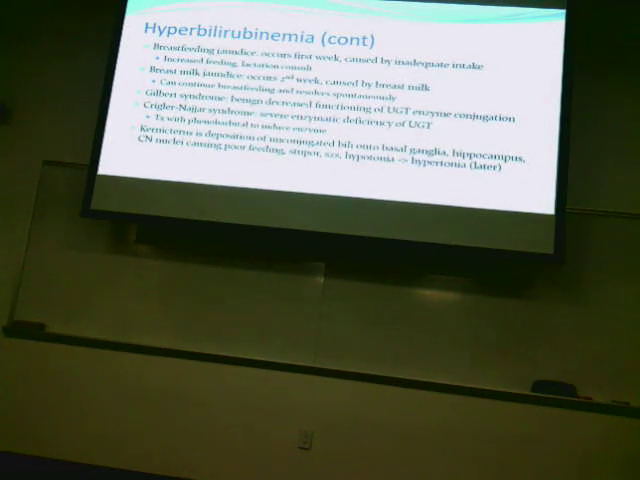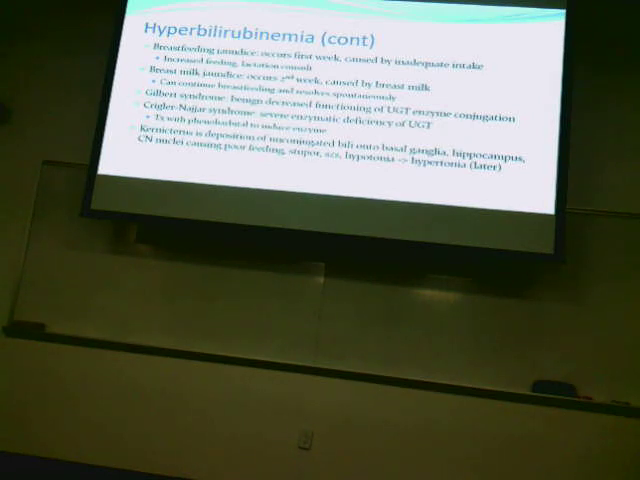Your Gilbert syndrome is going to be a benign decrease in the functioning of that enzyme in conjugation, and there's nothing to do for that as well. Crigler-Najjar is kind of like the bad version of that disease where you have severe enzymatic deficiency of UGT, and so you want to treat with phenobarb, which induces the enzyme production.